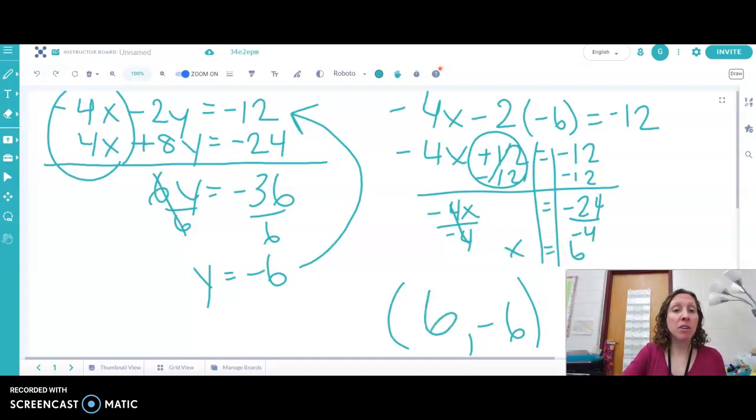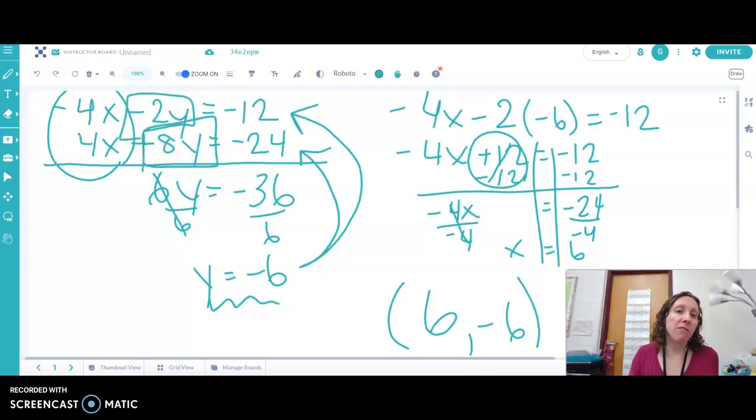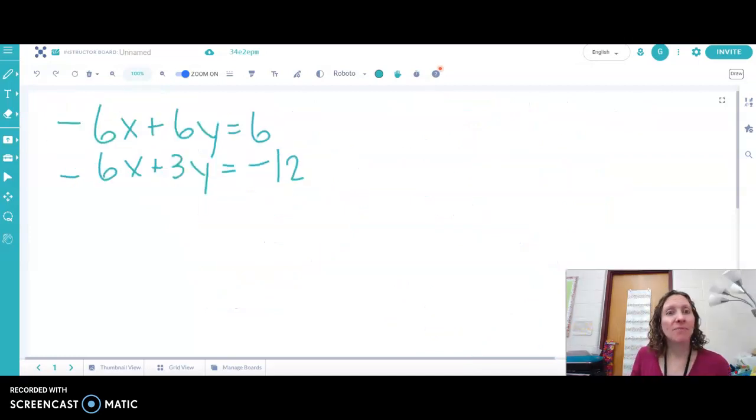All right, and just as a reminder for this y equals negative 6 here, I could plug that into either equation. I just was thinking that a negative times a negative here would be a positive, whereas if I plugged it in here, I'd have a negative for that. But it doesn't really matter which one you plug it into. All right, let's try one more.